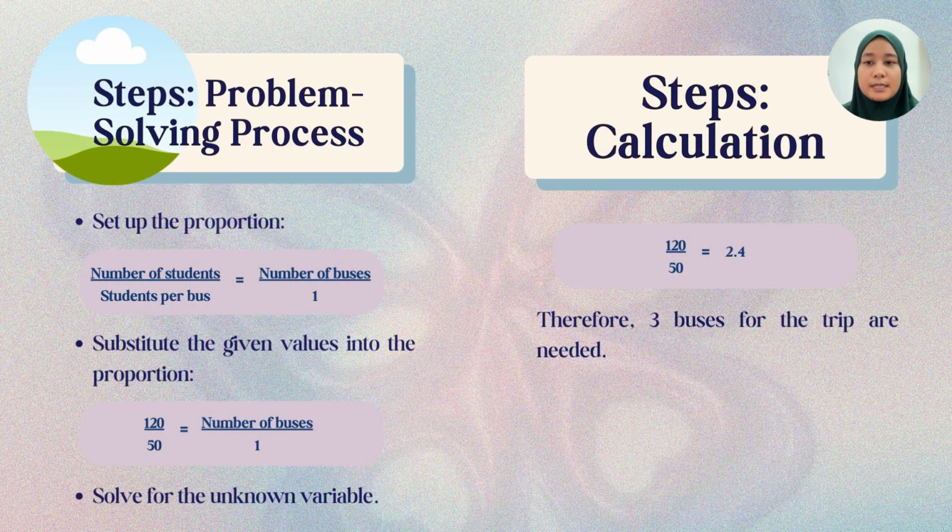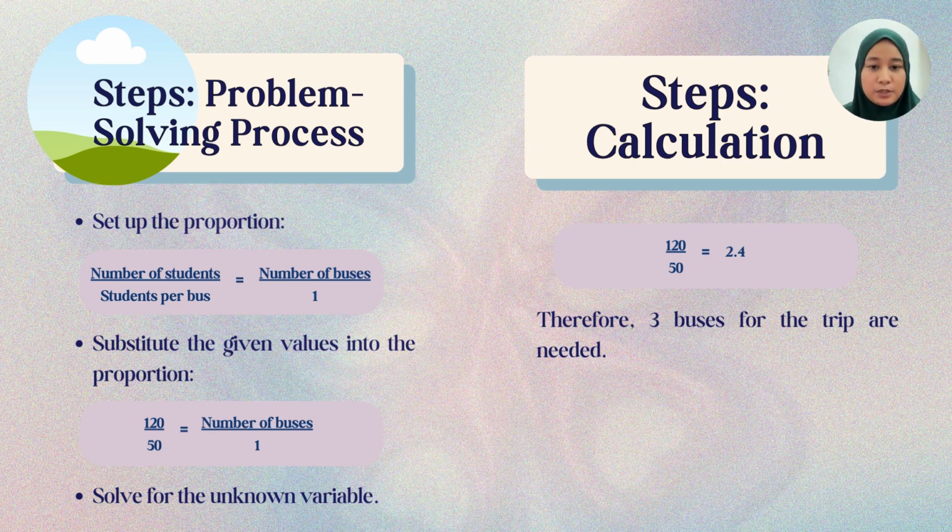Third, begin by discussing the concept of proportions and how they can be used to solve problems like this. First, we can set up the proportion, which is, as you can see, number of students over students per bus equals number of buses over 1. Next, we substitute the given values into the proportion. Number of students we substitute with 120, while students per bus we substitute with 50, equals number of buses over 1.